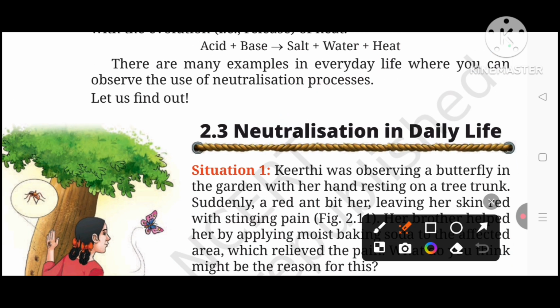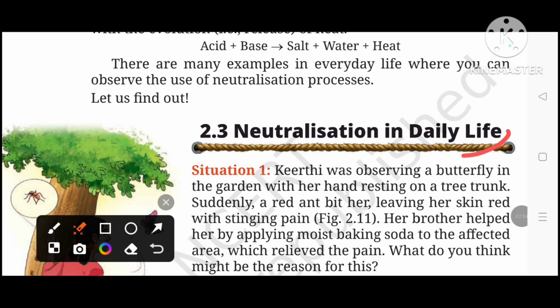How can we say that heat is released? If the word heat is written in front of the arrow, then we can say that heat is released, while if the word heat is written on the side of the reactants, then it is said that heat is absorbed. There are many examples in everyday life where you can observe the use of the neutralization process. Let us find out. Neutralization in daily life situations.